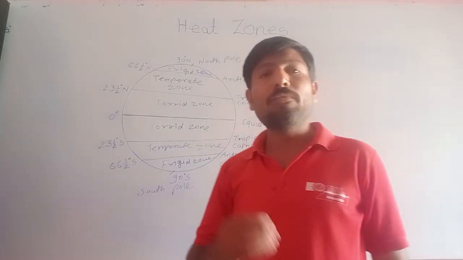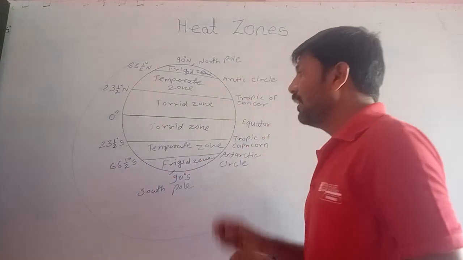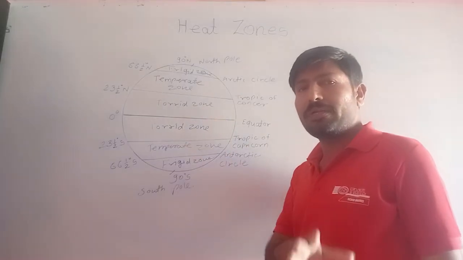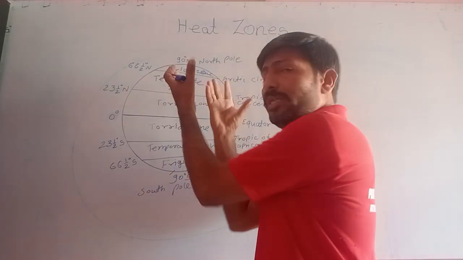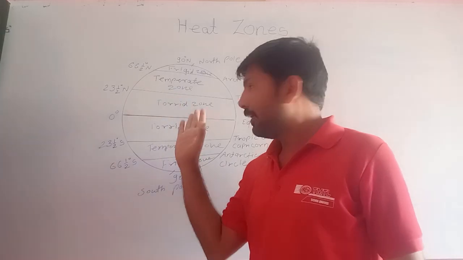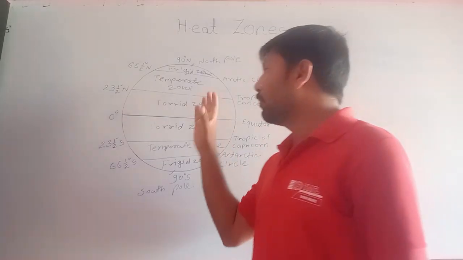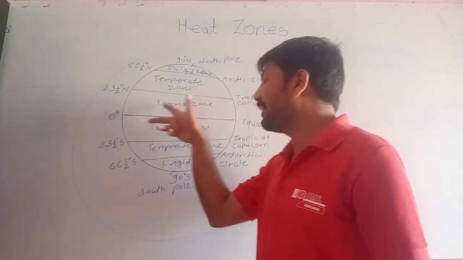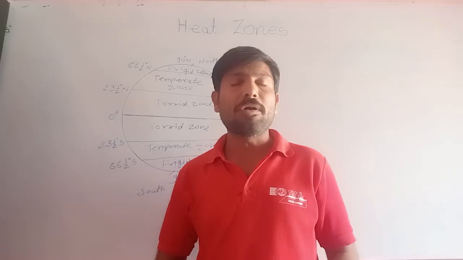Let me tell you some very important things about these zones. In the torrid zone, as I already told you, the area receives very hot sun rays throughout the year. Because of the hot sun rays, evaporation also takes place in a larger amount in this area. Because of the more evaporation of water in the torrid zone, the countries or places located in these areas receive more rainwater throughout the year.